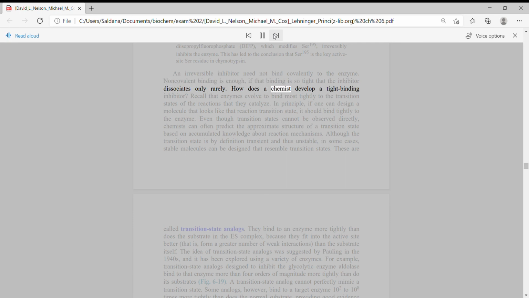How does a chemist develop a tight binding inhibitor? Recall that enzymes evolve to bind most tightly to the transition states of the reactions that they catalyze. In principle, if one can design a molecule that looks like that reaction transition state, it should bind tightly to the enzyme. Even though transition states cannot be observed directly, chemists can often predict the approximate structure of a transition state based on accumulated knowledge about reaction mechanisms.